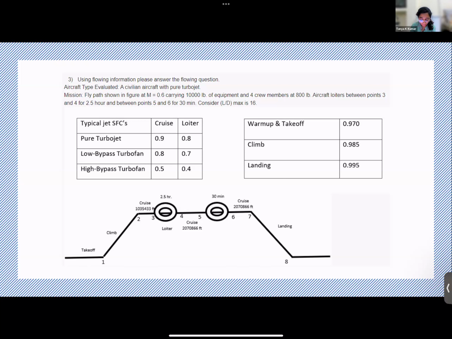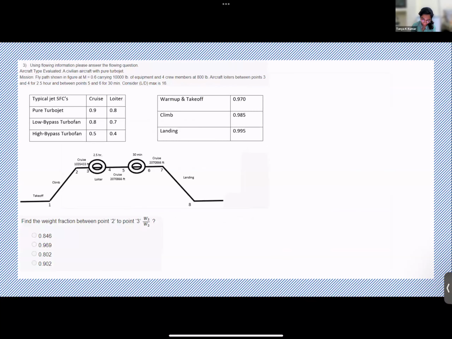It's flying at a Mach of 0.6, carrying 10,000 pounds of equipment and 4 crew members at 800 pounds. The aircraft loiters between 3 and 4 for 2.5 hours and between 5 and 6 for 30 minutes. Consider L by D max is 16. So here it's a civilian aircraft with pure turbojet. This is the aircraft here.